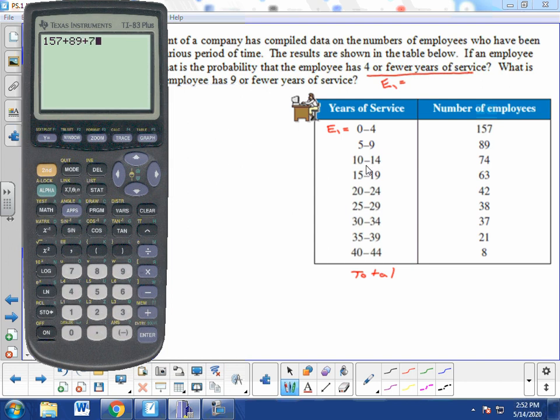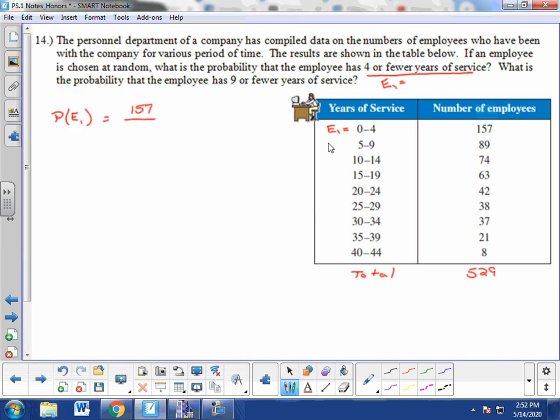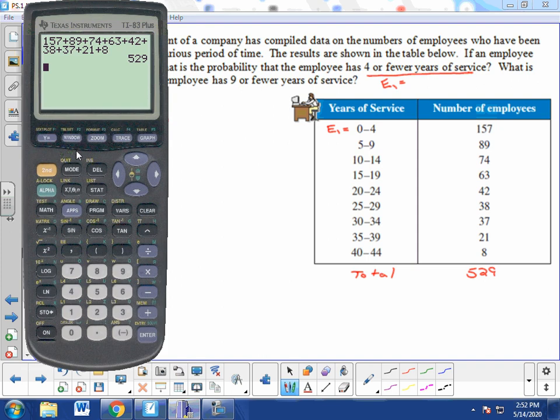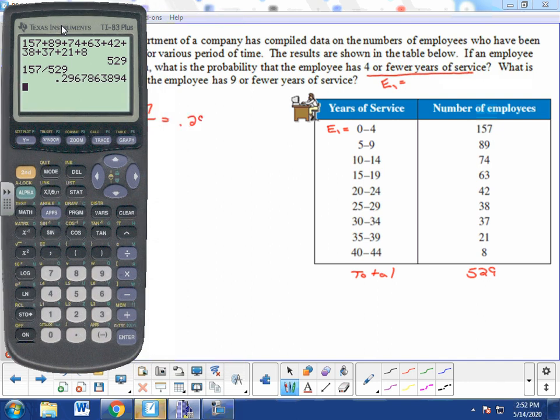157 plus 89 plus 74 plus 63 plus 42 plus 38 plus 37 plus 21 plus 8. Hopefully I added those all together correctly. There are 529 employees. So the probability for event 1, that there are 4 or fewer years of service, is 157 out of 529. This is a pretty straightforward little counting technique we can use here. So 157 divided by 529 is equal to 0.2968 approximately.